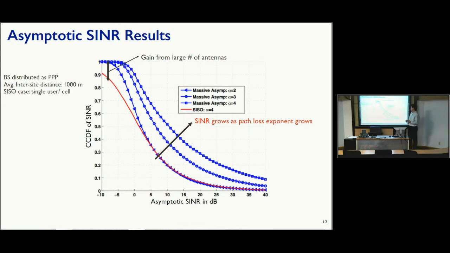Now we want to compare the asymptotic SNR results with different path loss exponents, as we explained previously. If you have a larger path loss exponent, the SNR coverage will become better because the interference will decay faster. We also compared the asymptotic SNR with the SNR in the cellular case, and we found that if you have an infinite number of antennas, even though we are serving more users, we still get much better SNR than the cellular case.